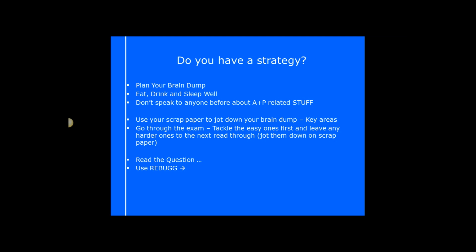Obviously it sounds like an obvious one, but read the question, and I'm going to give you a little strategy for how to read that. Most people think they're reading the question when in actual fact they're reading parts of the question and turning it into a question they would like to see. That then distorts the answers that they see in front of them. So it's about really reading it as it is and not altering it in our brain in any way. And I've got a little system for you. I'm going to share with you my REBUG system.